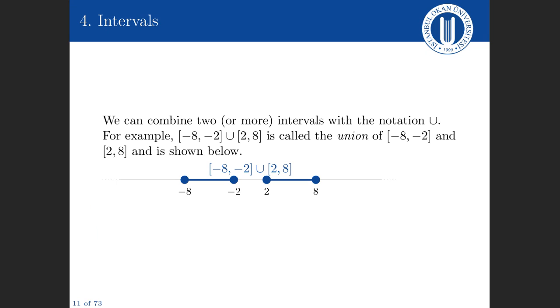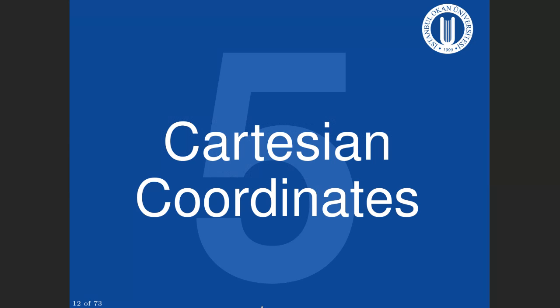We can combine two or more intervals using the union notation that we talked about last week. For example, this is a picture of the closed interval from minus 8 to minus 2, union with the closed interval from 2 to 8. That's all we need to do about intervals.